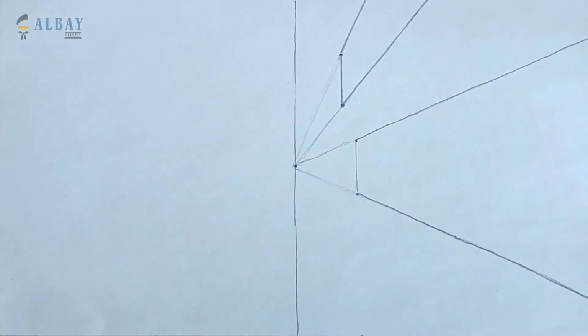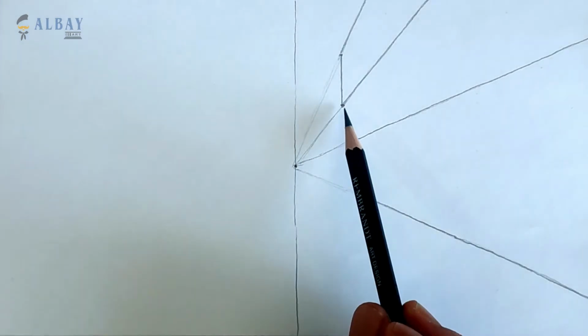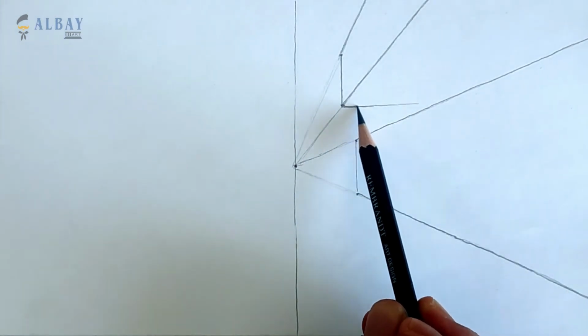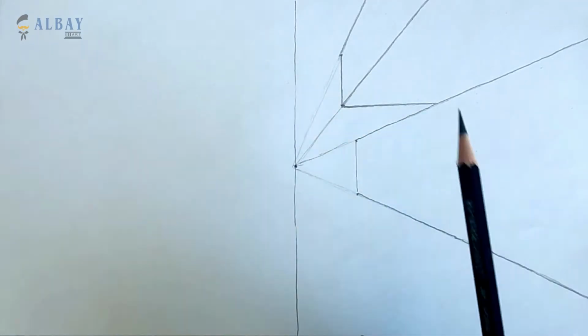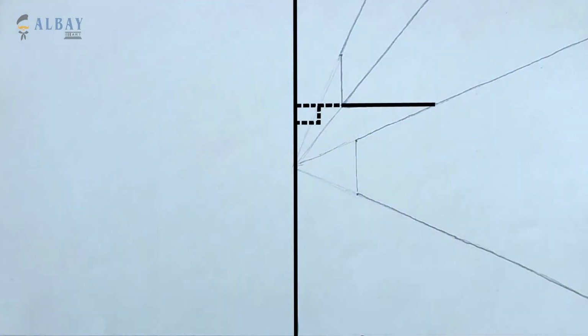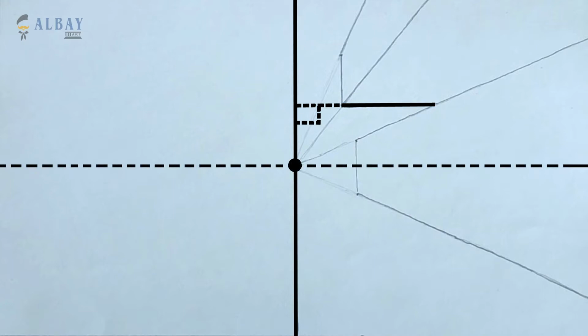Now I'm going to draw the side of the building. I want you to watch carefully. As you can see, this horizontal line I drew is parallel to the top and bottom edges of the paper. It should also be drawn at a right angle to my guideline. To put it another way, this line should be parallel to the horizon line. I think you get it, right?